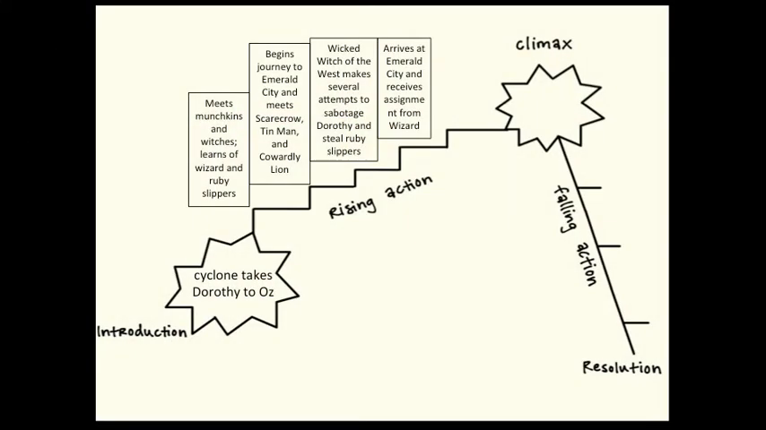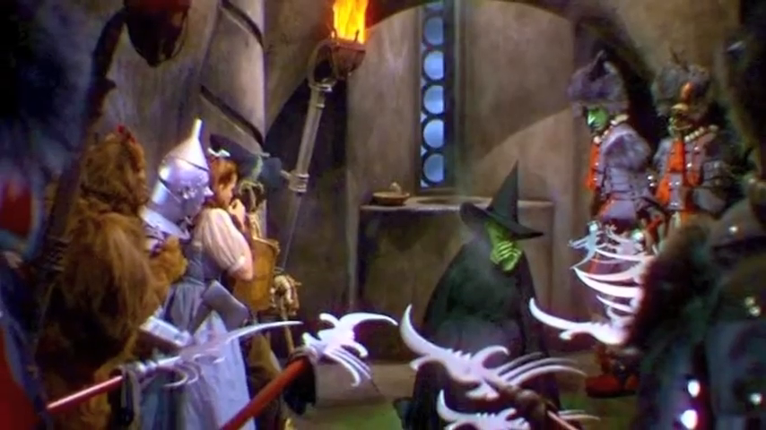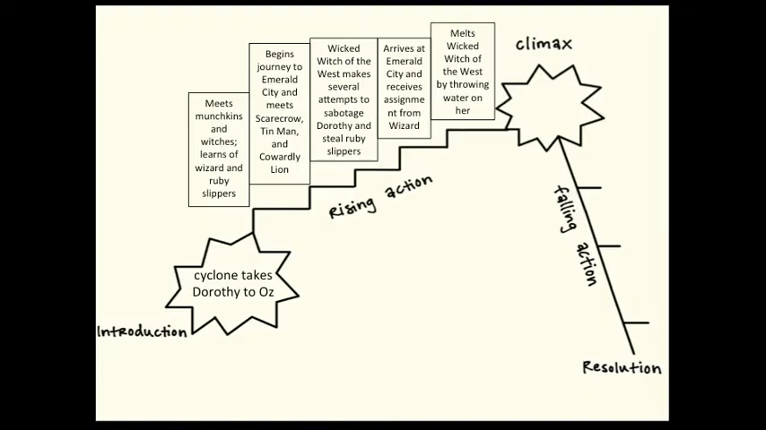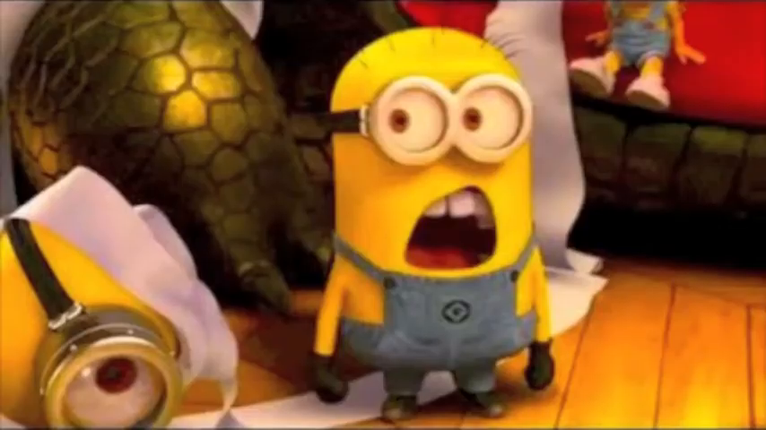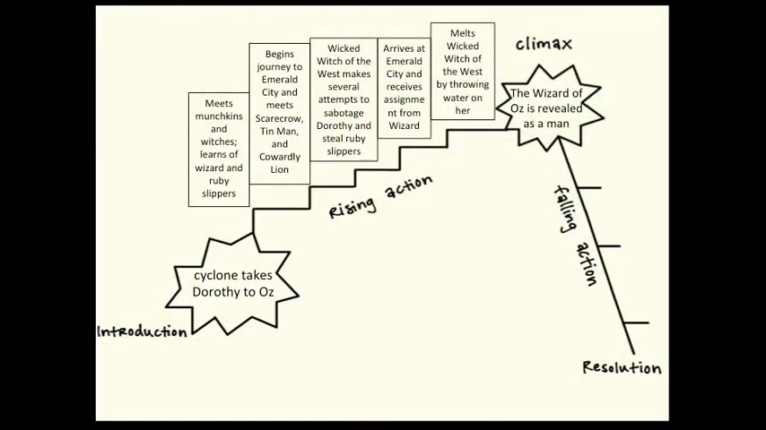Our last main rising action in the story is when Dorothy throws water on the Wicked Witch of the West, which causes her to melt. This brings us to our climax. The climax, the most exciting event of the story, is when our great and mighty Wizard of Oz is revealed as an average human man. This is the turning point of the whole story.